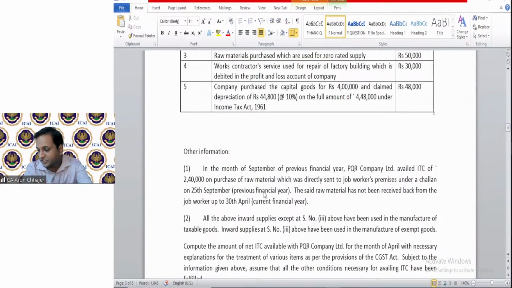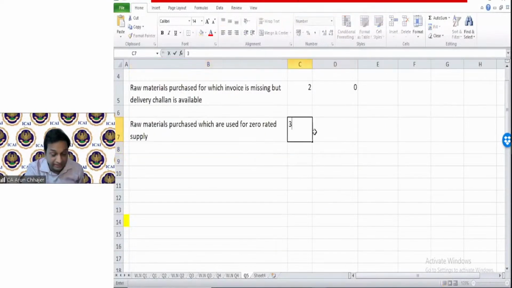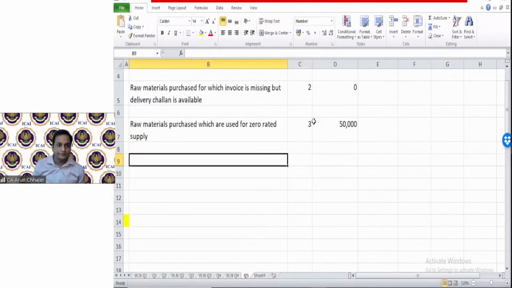You can refer to 16 subsection 2 of the IGST Act, and you will find the words there, notwithstanding whether items are exempted or not. So now I can say the raw material which is used for zero rated supply, and this is a very important explanation. Right, Pooja? The perfect language is: ITC can be availed notwithstanding that the supply is exempted.